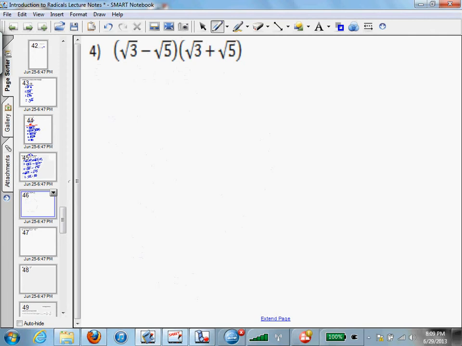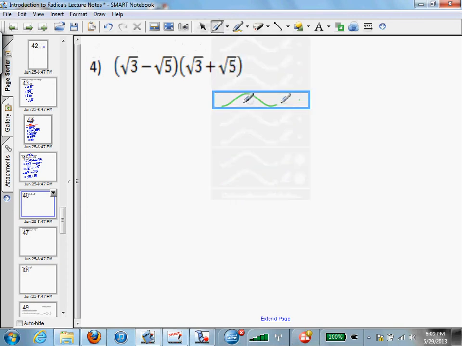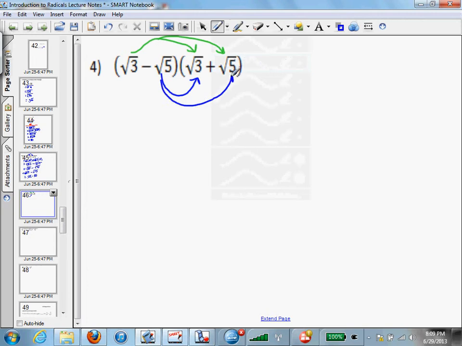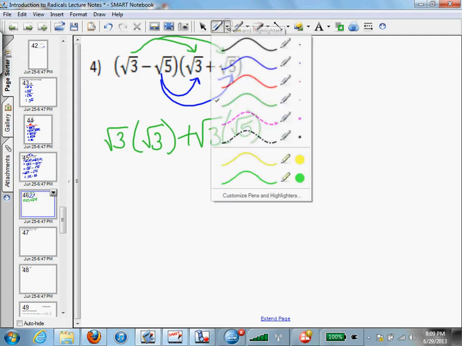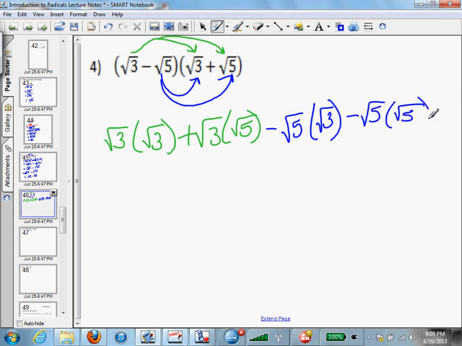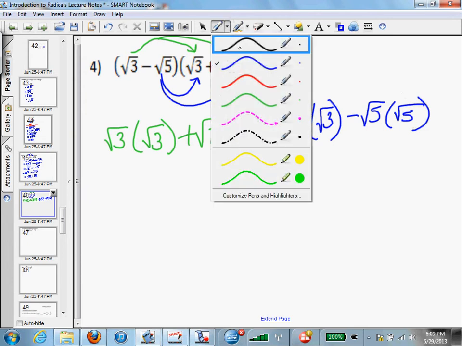Okay, what you want to do with number 4 is take the distributive property, and multiply each piece by everything found in the parentheses. So if we do what's in green, we're going to have the square root of 3 times the square root of 3 plus the square root of 3 times the square root of 5. Okay, now let's distribute this negative radical 5. So we're going to have negative radical 5 times radical 3, and then negative radical 5 times the positive radical 5. Let's go through and simplify all of this now.